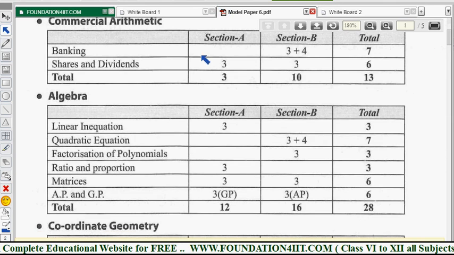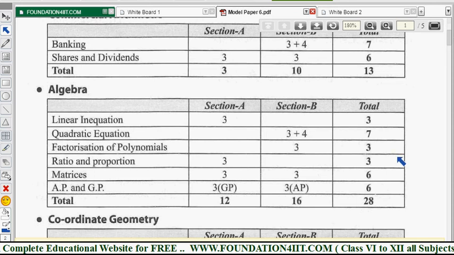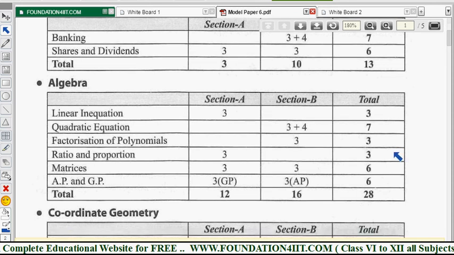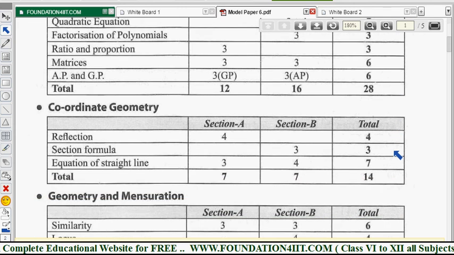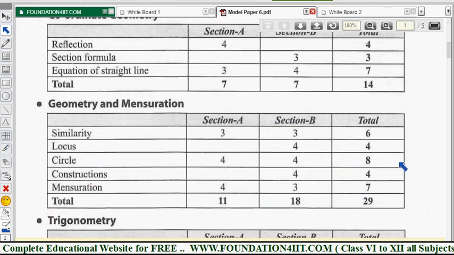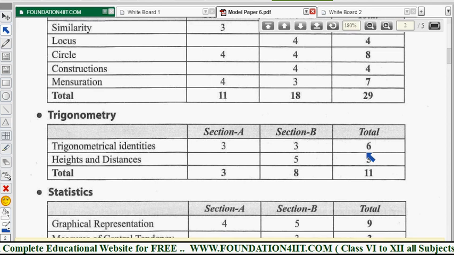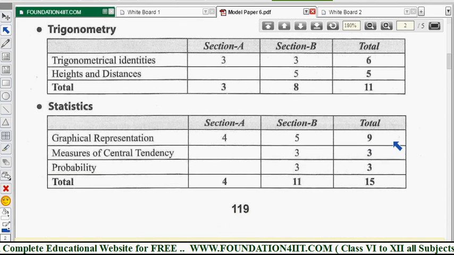In commercial arithmetic, banking, there are two questions from section B. Total is 13 and from algebra is 28 marks. So it's 11 questions, right? 11 into 10 marks for each, so 110 out of 110 marks. Coordinate geometry is 14 and geometry and mensuration is 29. Trigonometry is 11 and statistics is 15. This is the topic wise allocation of marks.